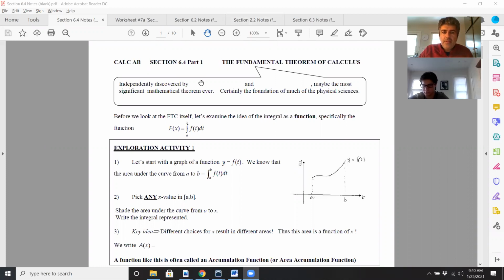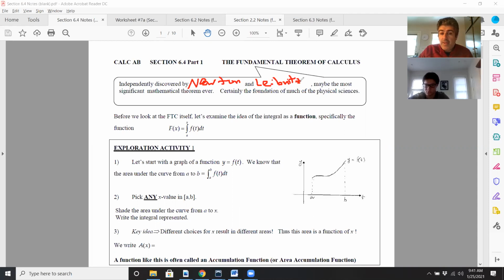So it was independently discovered by Sir Isaac Newton, as well as Leibniz. I don't know his first name, but he's also considered one of the founders of calculus. You might have heard them sometimes talk about Leibniz notation. Anyway, these are two dudes 200 years ago who independently discovered the fundamental theorem of calculus.